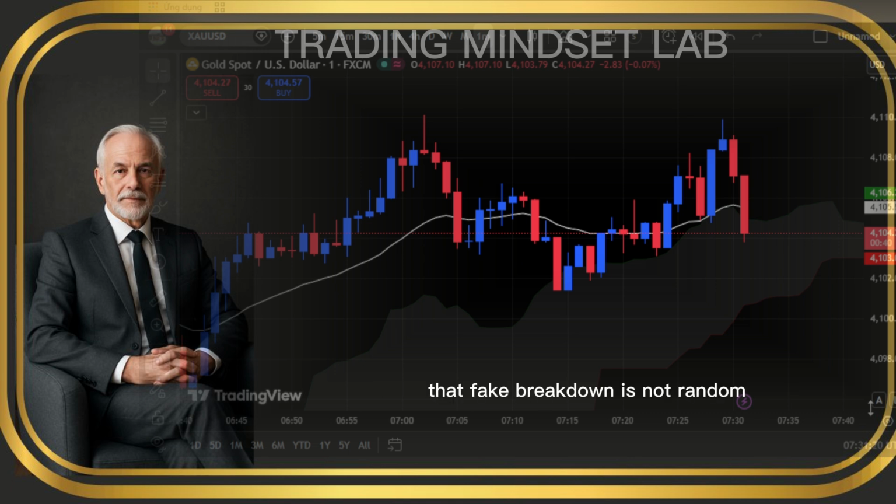That fake breakdown is not random. It's the single most efficient method institutions have to acquire the very last pocket of available supply, by frightening the last remaining weak hands into selling one final time, at the worst possible moment, right before the real move begins.